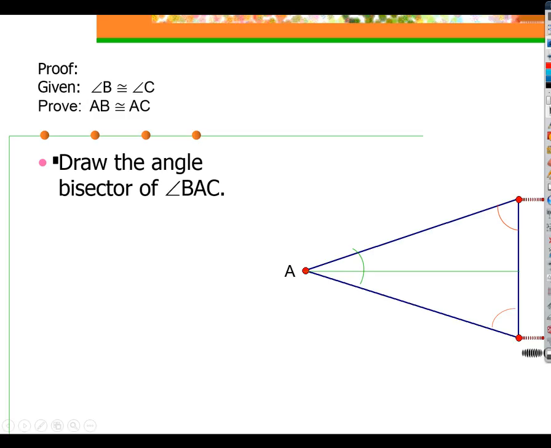Oh, it's already drawn there, but we don't know if it's... Okay, yeah, it doesn't look very good, does it?